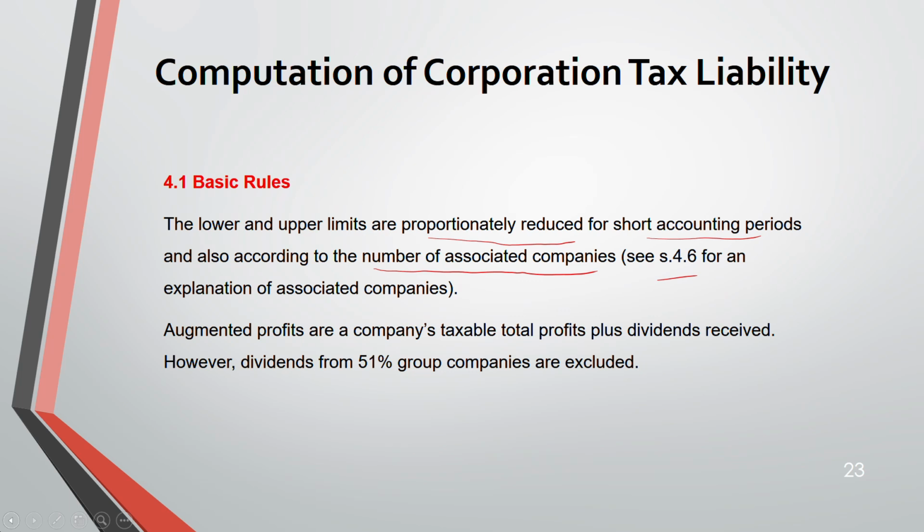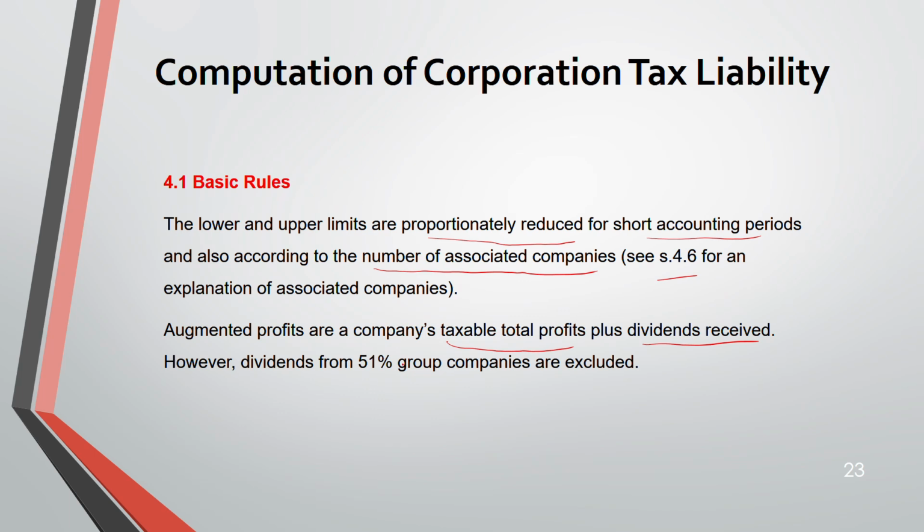Augmented profit is the company's taxable total profit, which we have calculated from the pro forma, plus the dividend received. Remember, we had ignored the dividend; now add the dividend received. But this dividend received has to be from outside the group, not intra-group dividends.